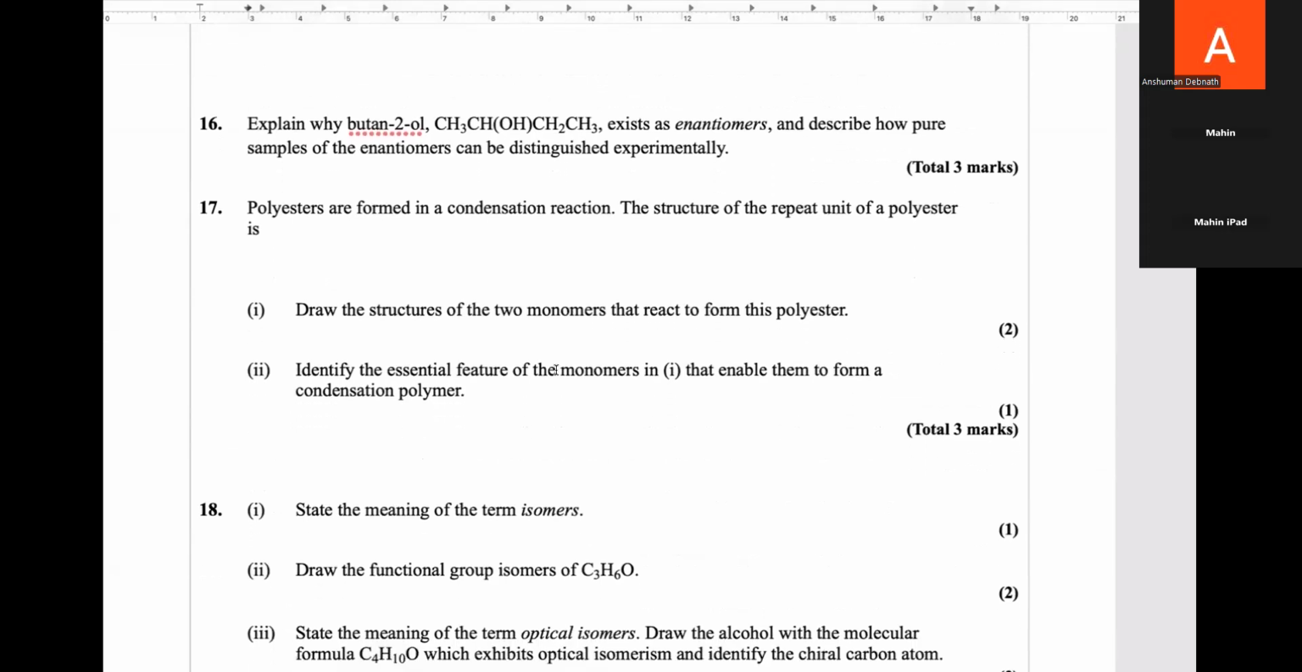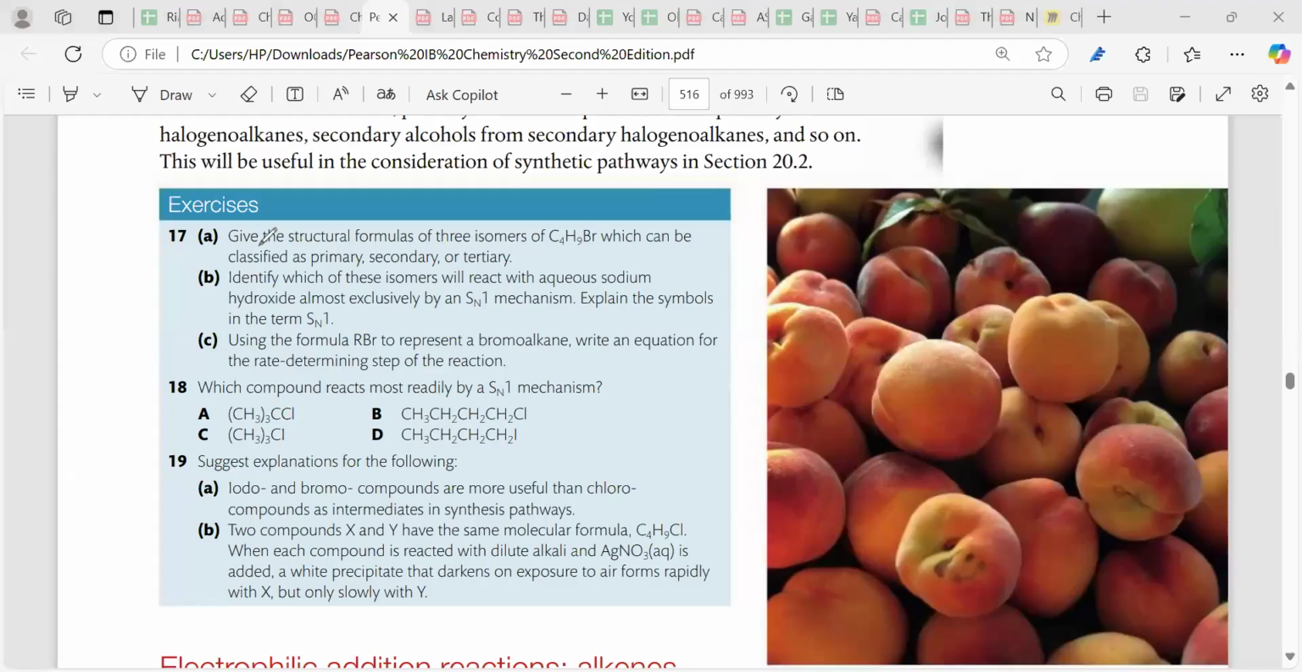Enantiomers. Can you check whether enantiomers is there or not? And can you tell this? Wait, this one, question number 18. Most readily by... isn't this? Is it C? Perfect. CH3Cl. Perfect.